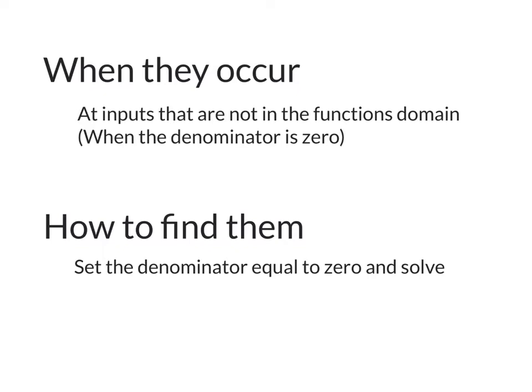So when do these vertical asymptotes occur? Well, they occur when the inputs, what you're plugging in, is not in your domain, so you get a domain error. With rational functions, that's going to happen when the denominator is 0. Since we're dealing with fractions, if the denominator ends up being 0, we get a domain error, and most likely a vertical asymptote. So to find them, we take the denominator, set it equal to 0, and solve.